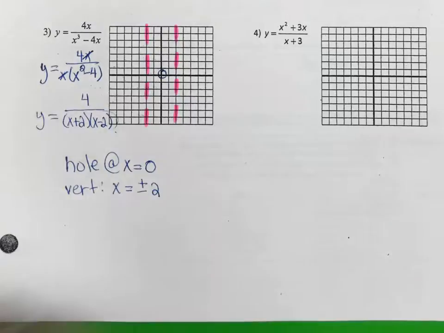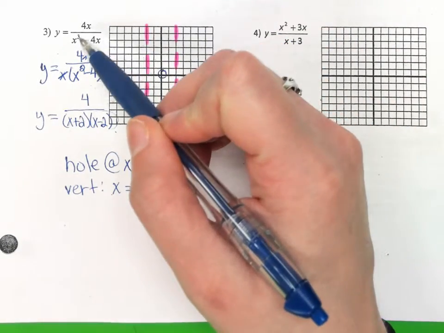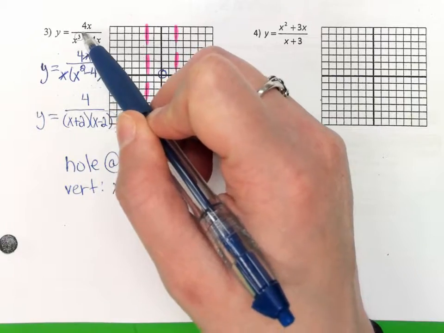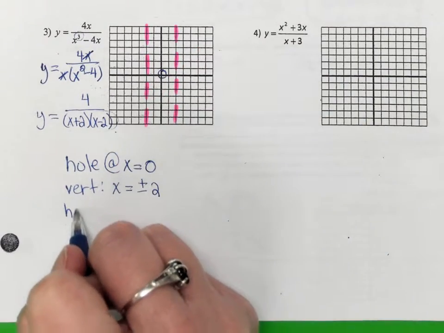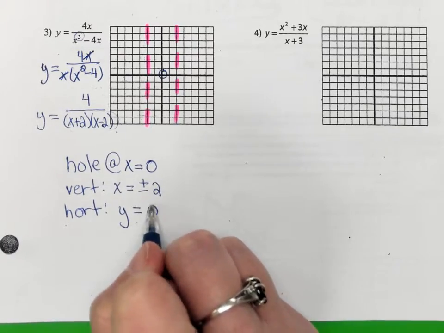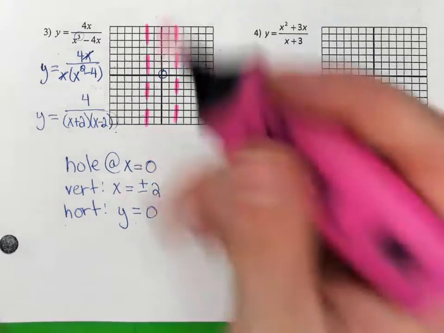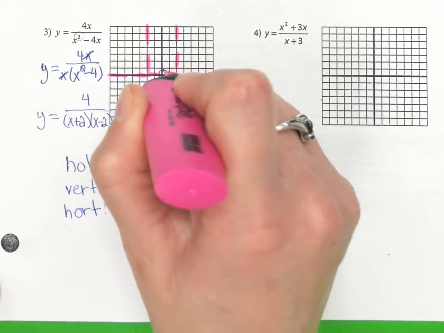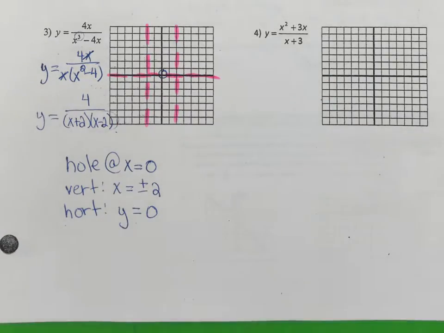All right, what else do we know? Look back at the beginning. Where was that biggest exponent at? On the bottom. And what happens when you have the biggest exponent on the bottom? Y equals 0. Very good. Which is the same as the x-axis. But make sure you skip over that hole, okay?